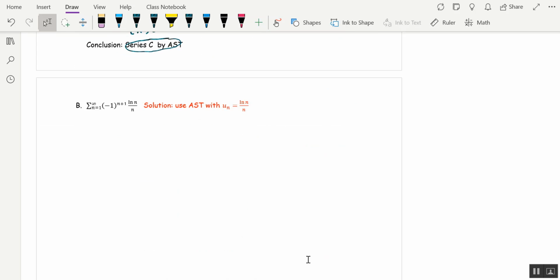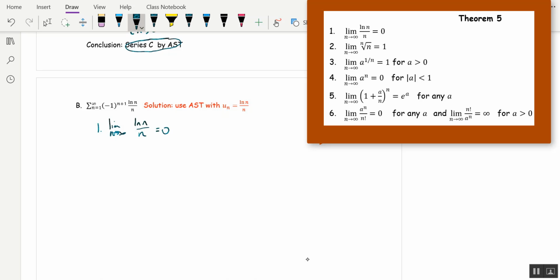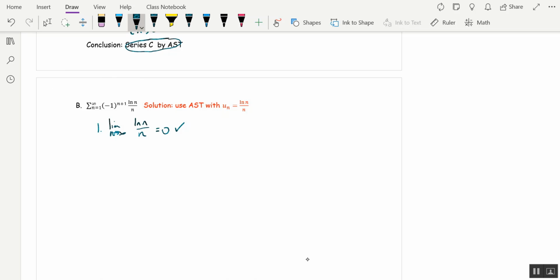Okay, let's look at another one. This is an alternating series, and I'm going to use the alternating series test, and my u_n will be ln n over n. Condition 1, limit as n goes to infinity of ln n over n is 0. Now, that's a check mark because that's one of the limits you get for free in Theorem 5. However, if you don't remember Theorem 5, or if you're not satisfied with that, you could show that by switching to function notation, the limit as x goes to infinity of ln x over x. By doing that, that allows you to use L'Hopital's rule. So this is equal to, by L'Hopital, because we have infinity over infinity, the limit as x goes to infinity, the derivative of the top is 1 over x, the derivative of the bottom is 1, that limit is 0, which shows that the limit of the sequence is also 0.